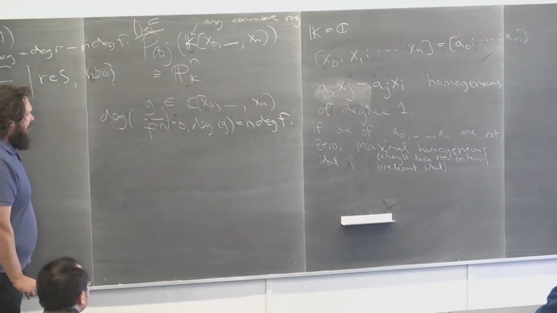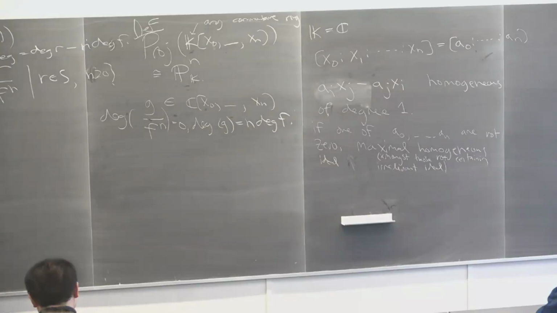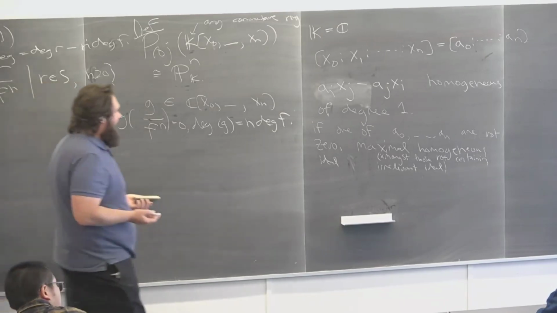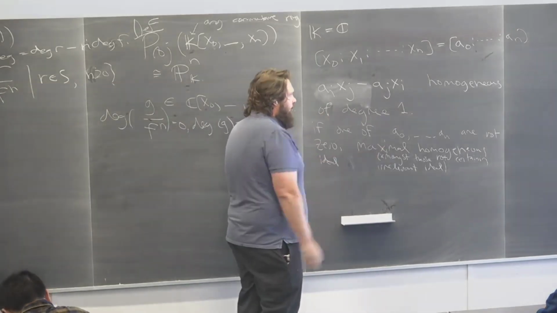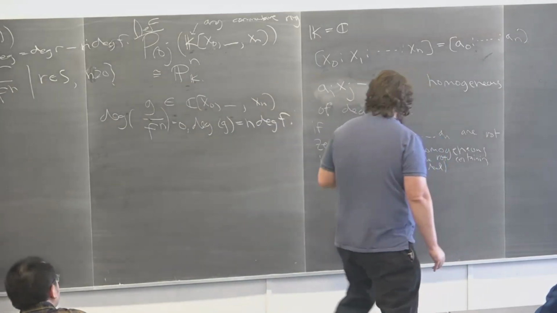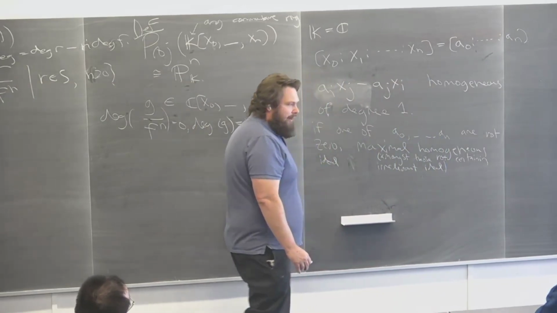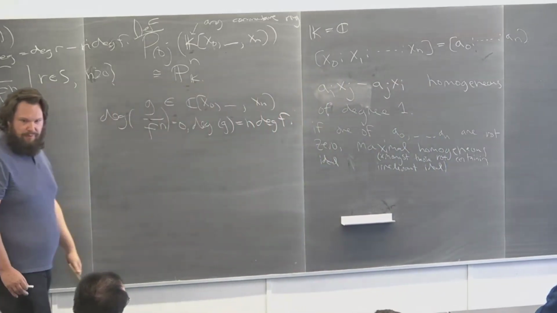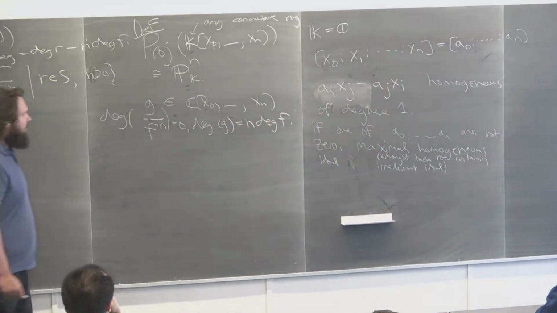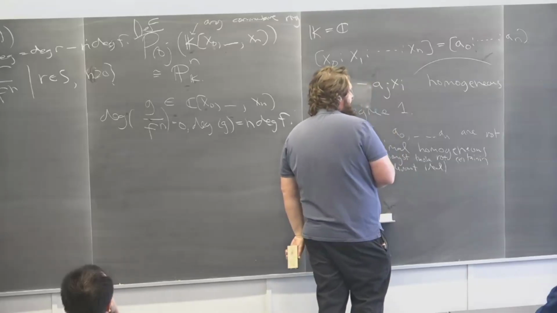So what actually happens here if I try modding out by this ideal? In the usual polynomial ring, I would have set my variables equal to scalars, and I would just get a quotient, which is a copy of C. Well, here instead, if I mod out by these guys, what I end up doing is I mod out by a codimension 1 subspace of my degree 1 things. So these always span. Here I'm using that one of the AIs is not 0.